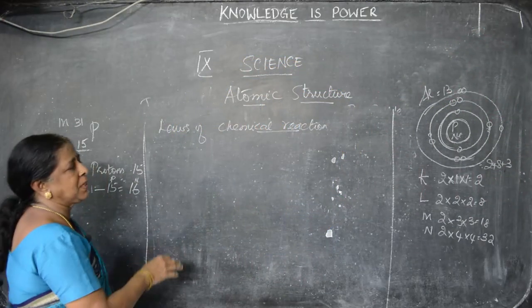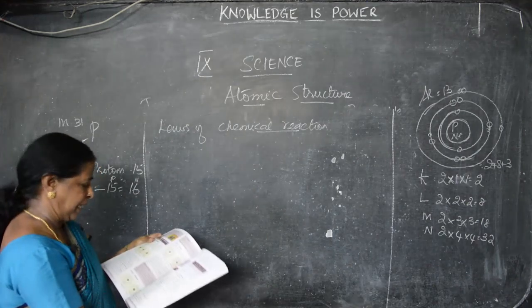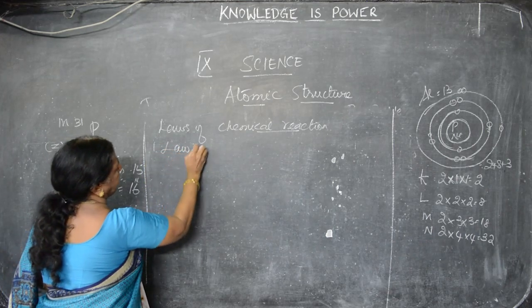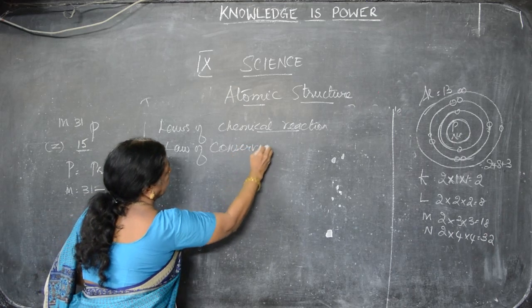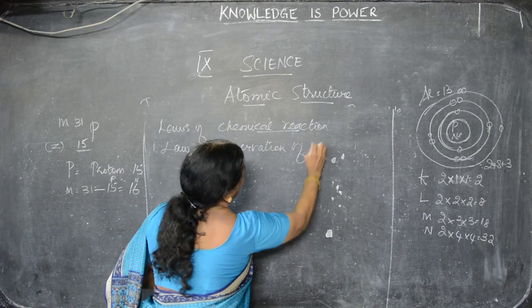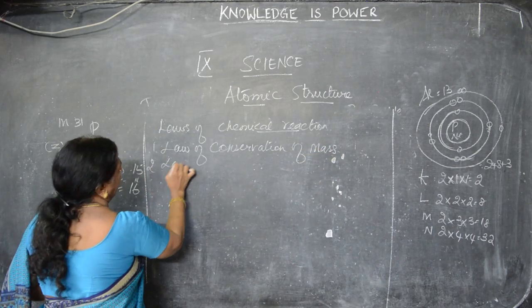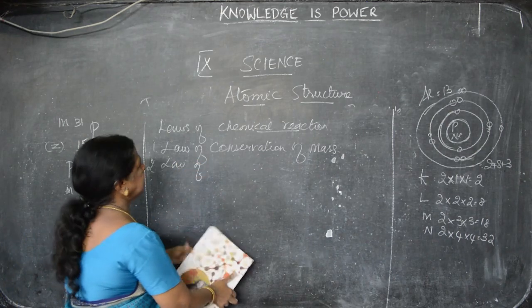Children, let us see now what are the laws of chemical reaction. So, what are the laws? There are 5 laws. One is the law of conservation of mass. Conservation, you know, that is preserving. Next one is the law of constant proportion.